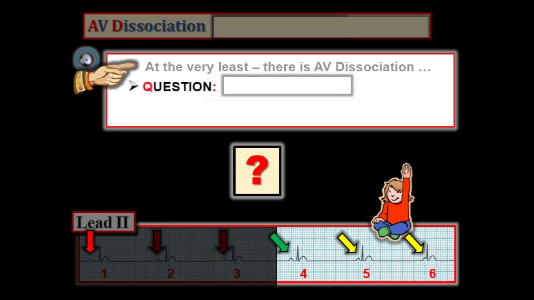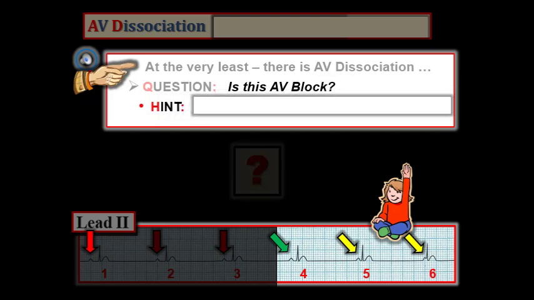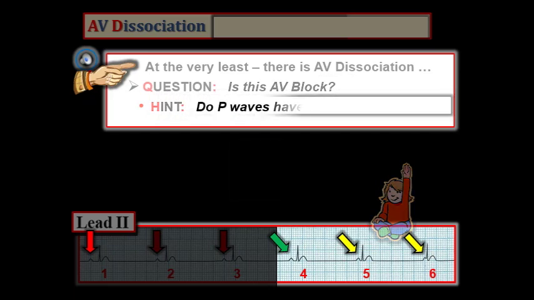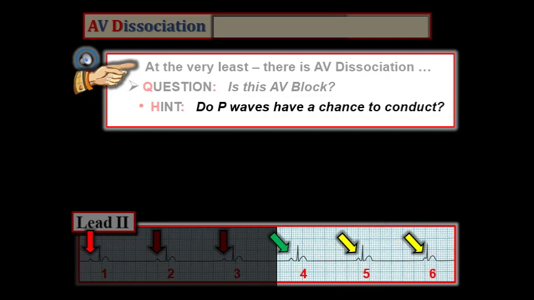Question: is this AV block? Hint: do any of these P waves that precede beats number 4, 5, and 6 have a chance to conduct? The answer is no, because the PR interval is simply too short to allow these P waves an opportunity to conduct to the ventricles. Instead, an AV nodal escape rhythm takes over. This is AV dissociation by default.